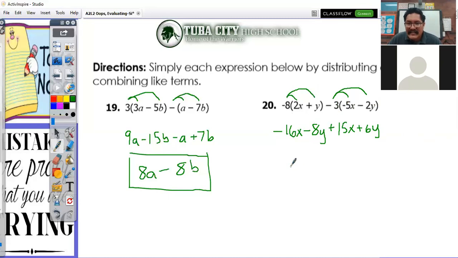15 minus 16 would be negative x. It'd be negative 1x, but again, 1 times anything does not change the value. That's the identity property. So again, you use these properties all the time. You just don't know you're using them until I point out that right there we are using identity, because 1 times a number is just going to be that same number, so we don't need to put it in there. And 6 minus 8 is negative 2y. And there you go.